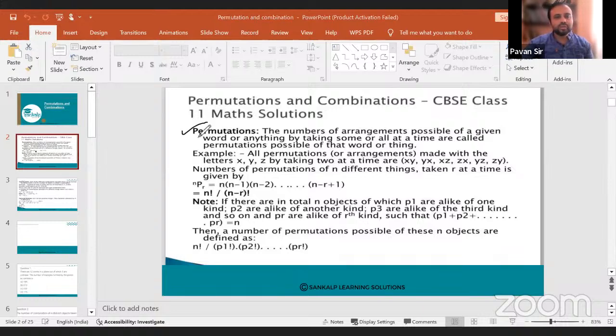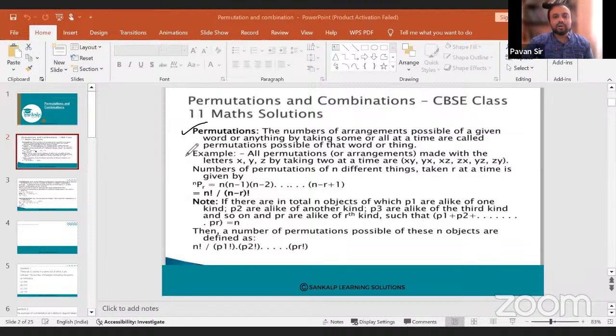First one, permutation. The number of arrangements possible of given words or anything, by taking some or all at a time, is called permutation. For example, mango is a word. We can arrange the letters of mango in various ways, and we understand that by using the permutation concept.